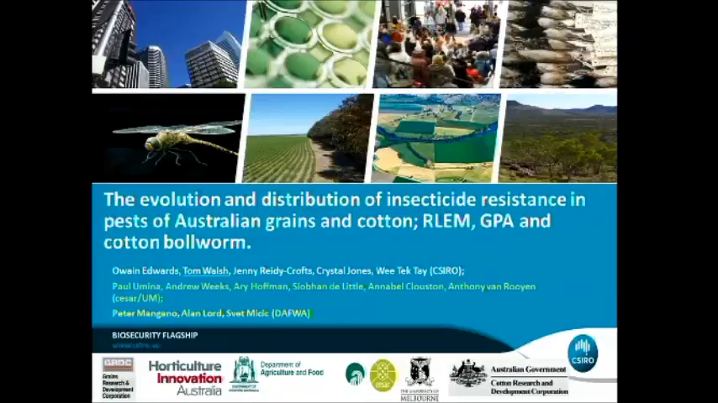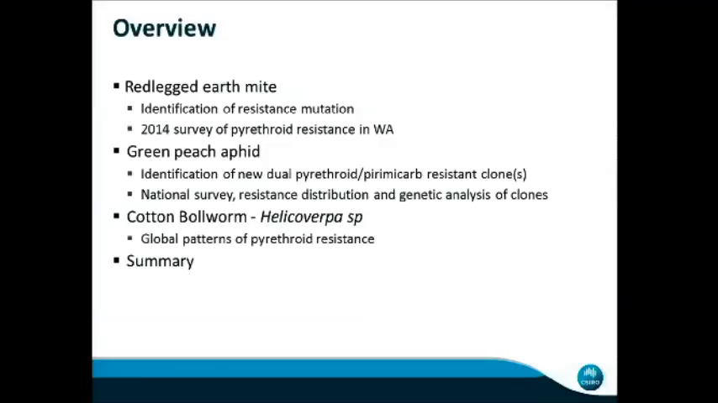As you can see, there's a lot of people who have contributed to this work, and originally there was going to be a joint presentation between Owen and me, but he's kindly let me do it all. So we'll talk about red-legged earth mites, which we've heard quite a lot about this morning from Paul, which helps set up this talk really well. How we found the resistance mutation, and then how we used that in a survey for resistance in WA.